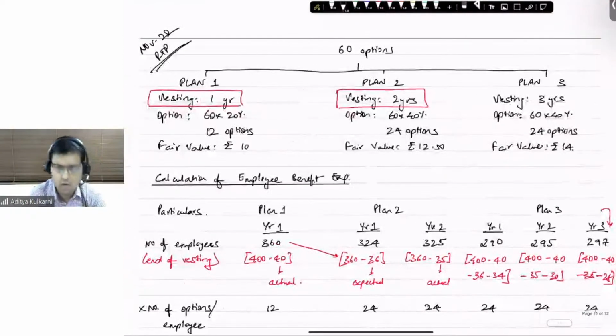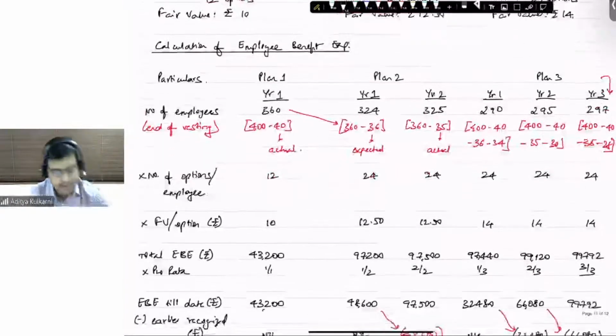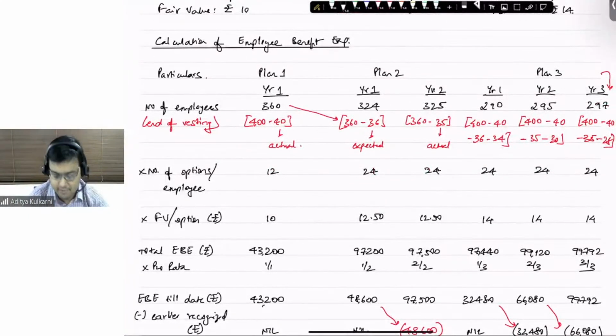Sir, this plan vests and gets exercised. And those who don't exercise immediately, it will lapse. So therefore, I have to give the effect to this. At the end of year 1, it has vested, exercised and lapsed. All the 3 are happening. So let us look at the case of the first plan.